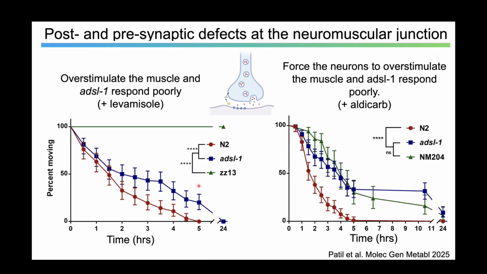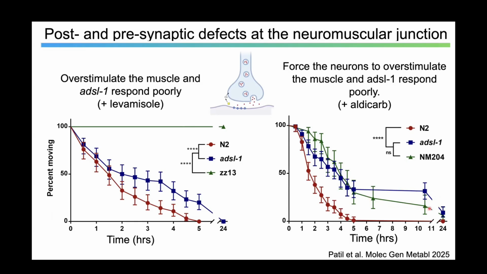Interestingly, on the left we are forcing the muscle to respond. On the right, we're using a different chemical, aldicarb, that's basically forcing the neurons to overstimulate the muscle. So it's causing the same contractile paralysis, but it relies on the neurons to do it. Here we find again that normal animals paralyze quite quickly in aldicarb, whereas some of the ADSL animals never paralyze even after 24 hours. So they are very robustly resistant.